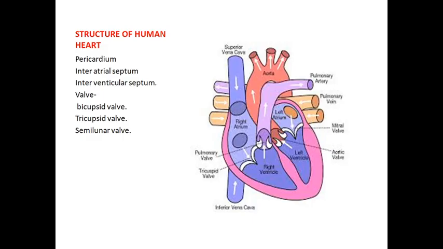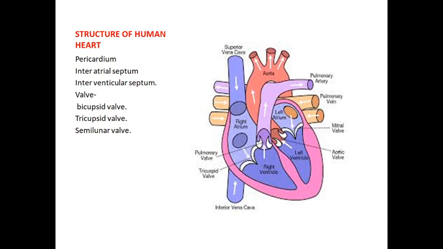The next topic is the structure of the human heart. It is very simple. The human heart is made up of muscles, the organ which pumps the blood to different parts of our body. It is covered by a membrane called the pericardial membrane. In between the pericardial membrane, a fluid is present, called the pericardial fluid.